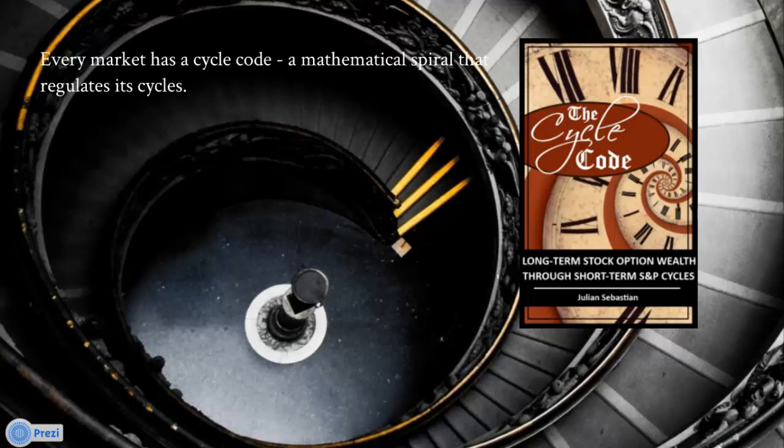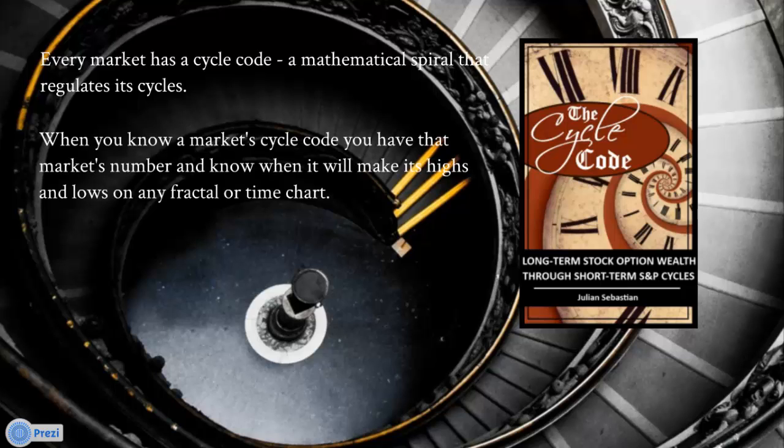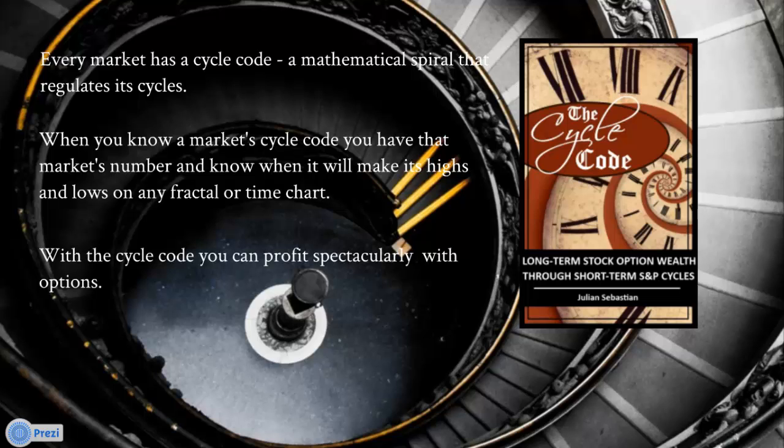Every market has a cycle code. It's a mathematical spiral that regulates its cycles. When you know a market's true cycle code, you have that market's number. You know when it'll make its highs, and you'll know when it makes its lows on any time fractal or time chart. With the cycle code, you can profit spectacularly with options.